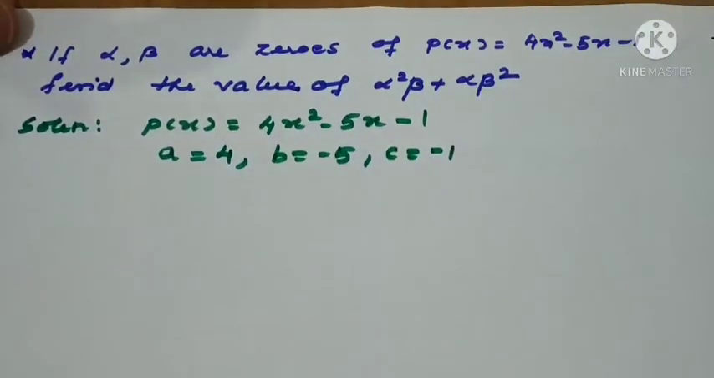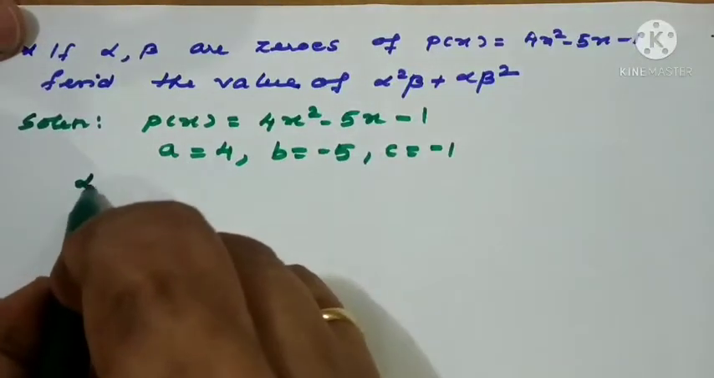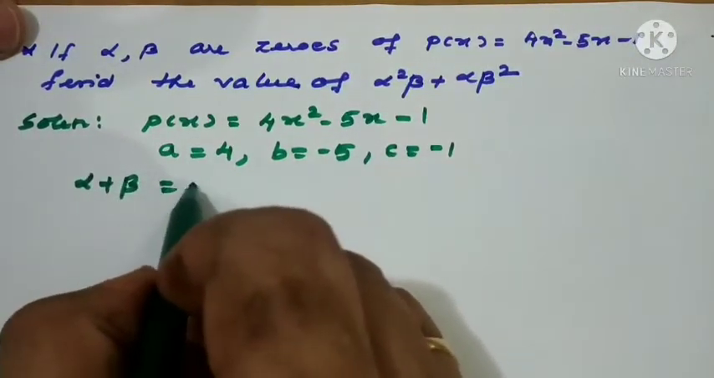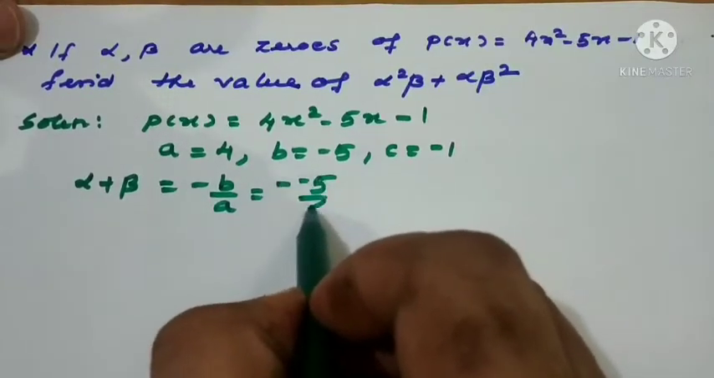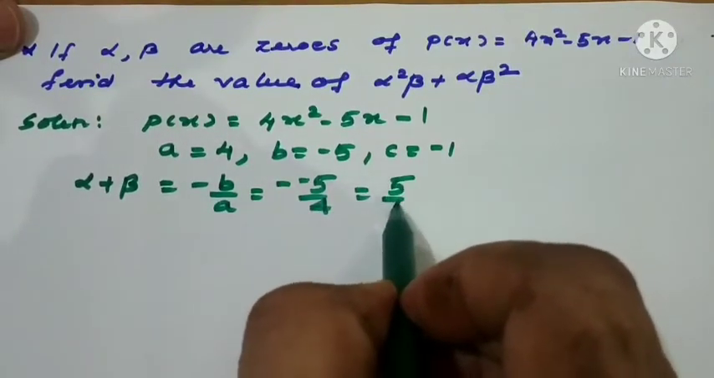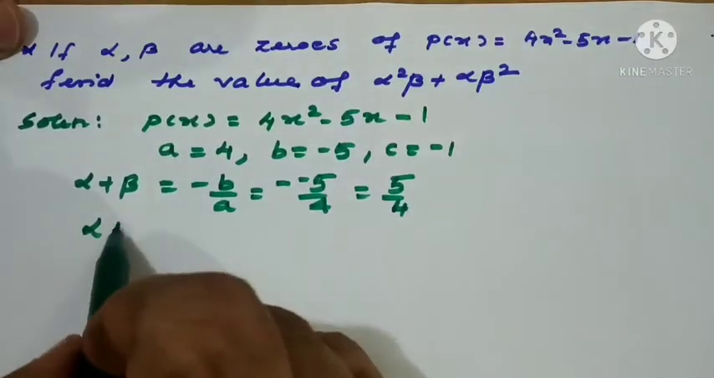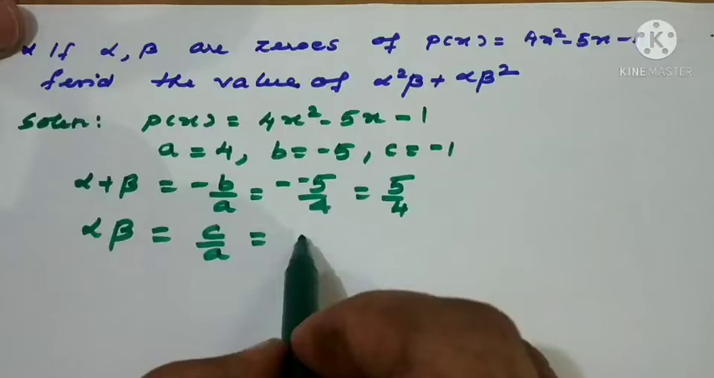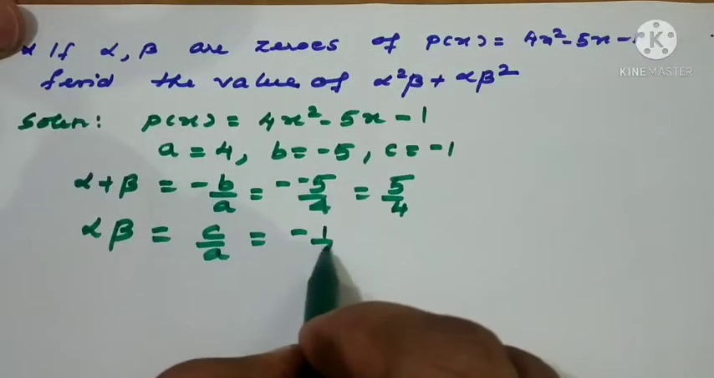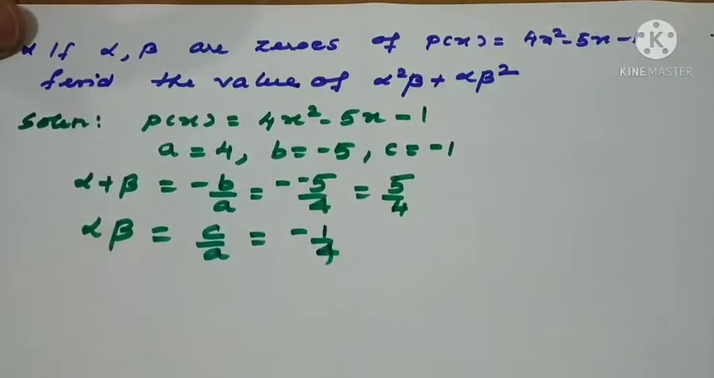Okay. Now once we got the quadratic, what can we write? Alpha plus beta equals minus b by a, that is minus of minus 5 by 4, which is equal to 5 by 4. And the product of the zeros, alpha beta, equals c by a, that means minus 1 by 4. So we got alpha plus beta and alpha beta.